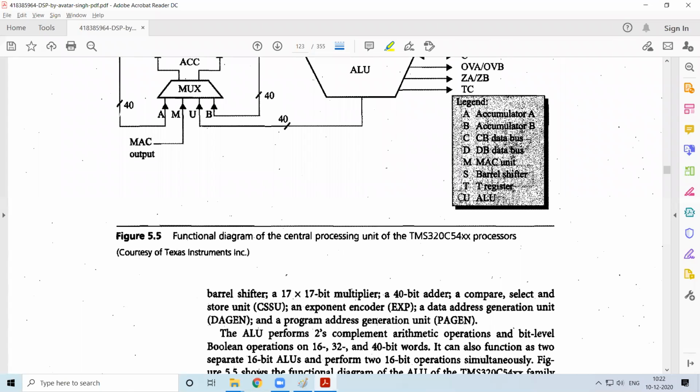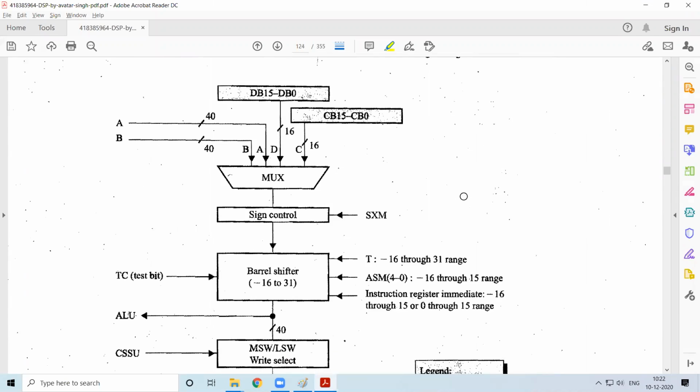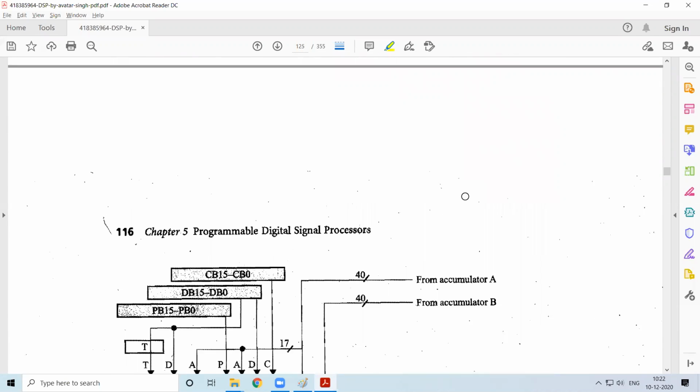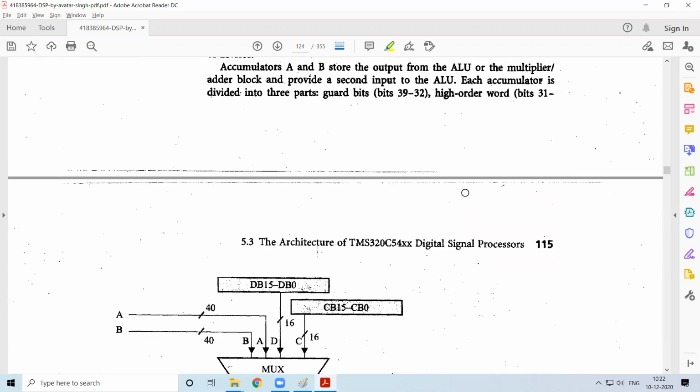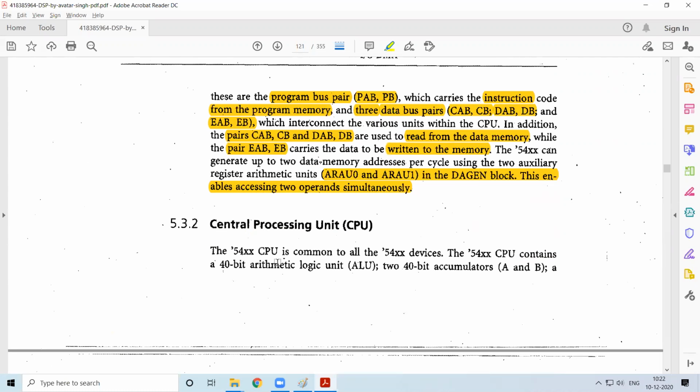So next, pertaining to this discussion, we had a discussion regarding the bus architecture. Now let us discuss what all things are present in the CPU. So in the 54XX, we have multiple things which are present in the CPU.